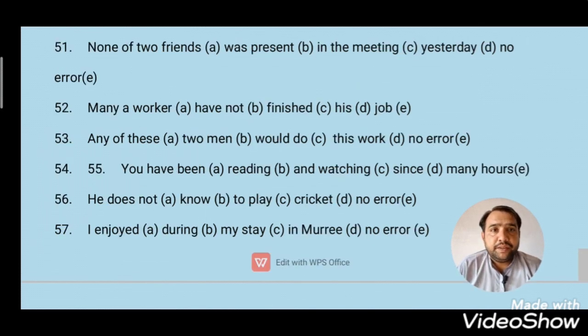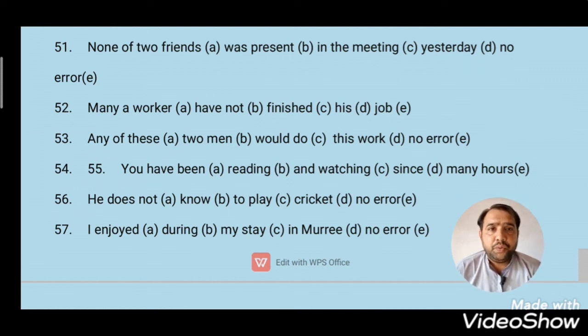According to number 51, none of my friends was present in the meeting yesterday. None of two friends was present in the meeting yesterday. Guys, when we are going to make our sentences in negative form, we use two words, none and neither nor. None should be used when we are going to talk about more than two. But when we are going to talk about two persons, two friends, two students, here we should not use none but neither. So here we should say, neither of two friends was present in the meeting yesterday.